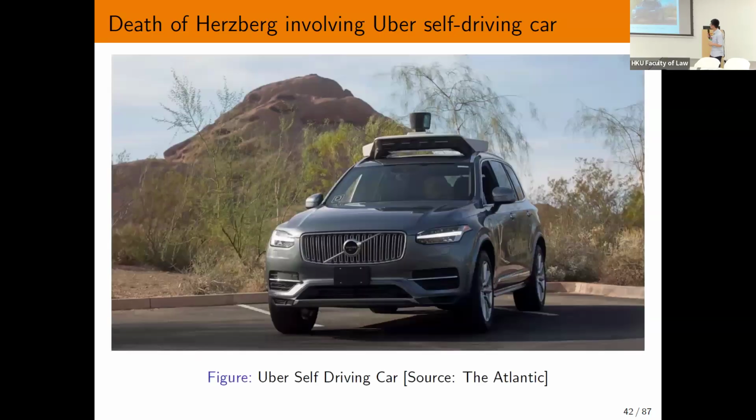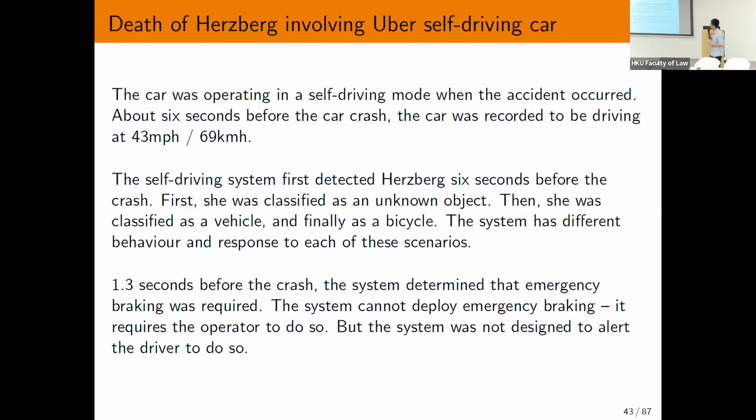Okay. This is what one of these cars looks like. I think this is representative of the car that was involved in the accident. Right. So what's happening over there? The car itself was operating in self-driving mode when the accident occurred. They had the telemetry results, so they could go back and see what happened. Six seconds before the crash, the car was moving quite fast, at 70 kilometers per hour.